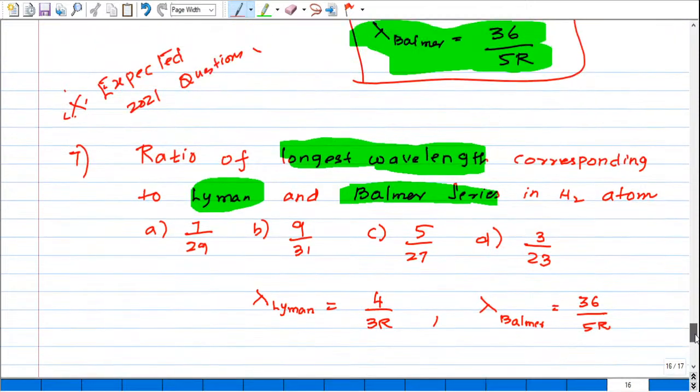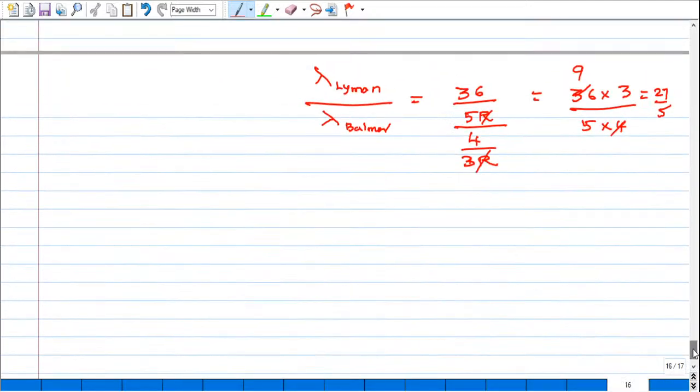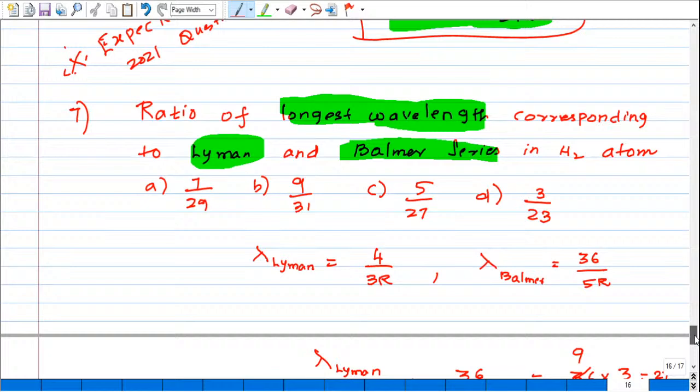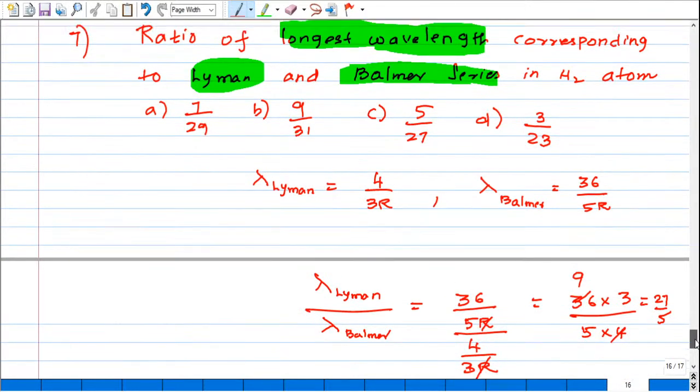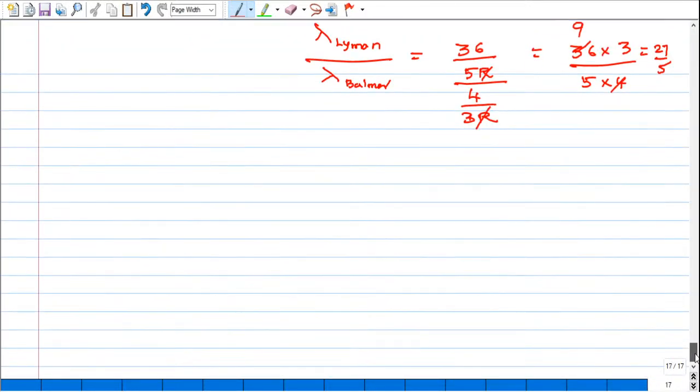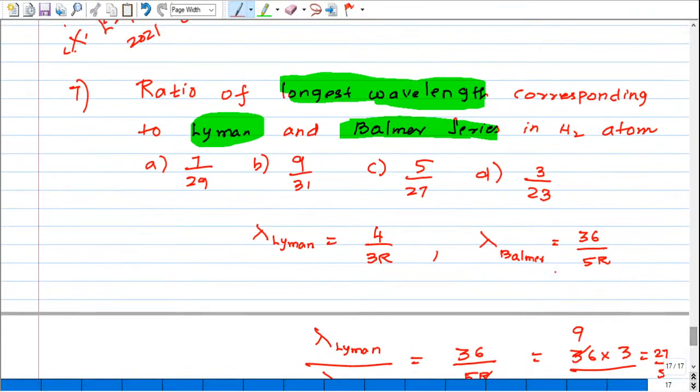Here the question asked is the ratio of longest wavelengths corresponding to Lyman and Balmer. He has given Lyman and Balmer in 4 options. So, 7 by 29 he has given. Just see where the value 5 by 27 lies. So, the answer lies in option C.